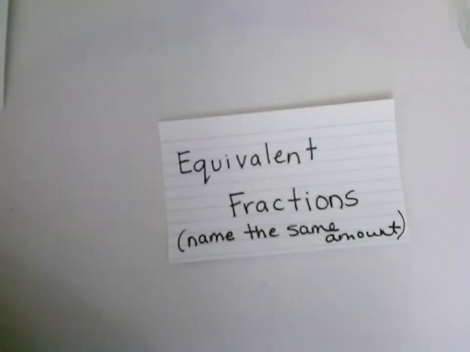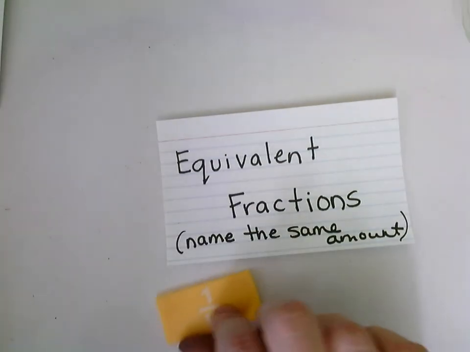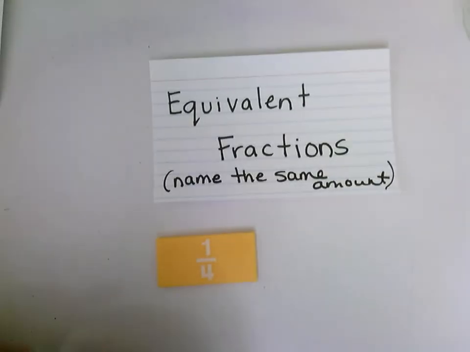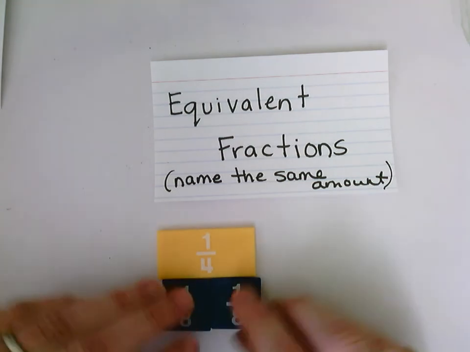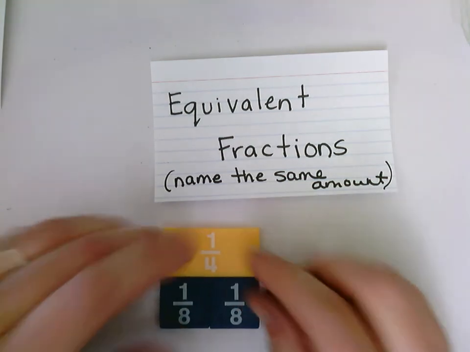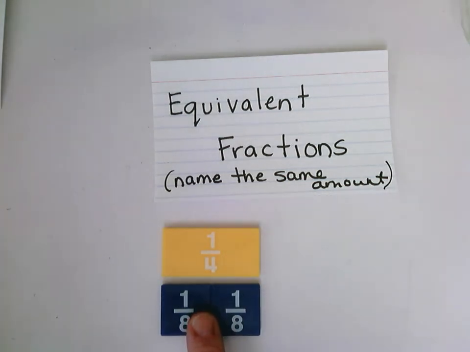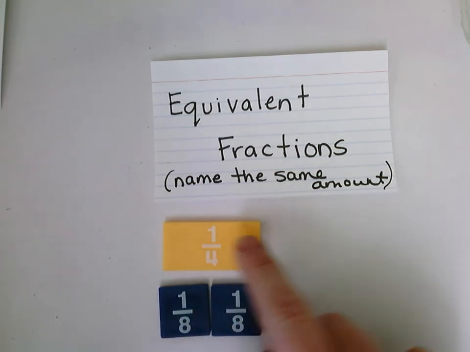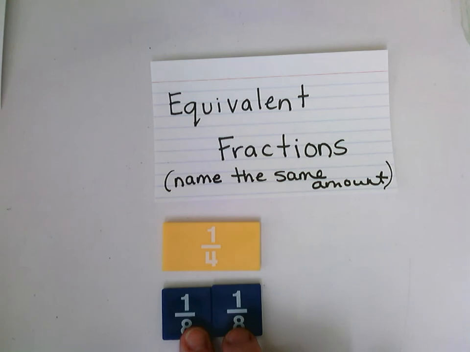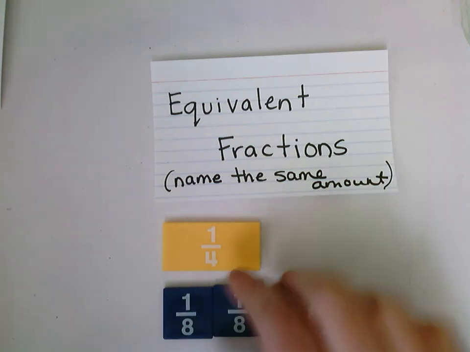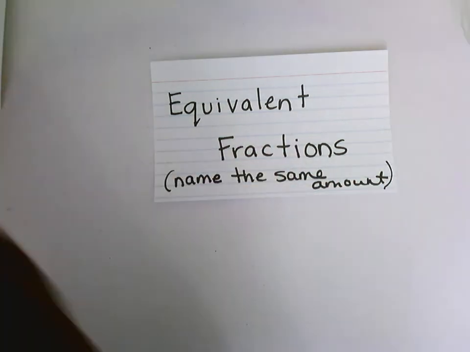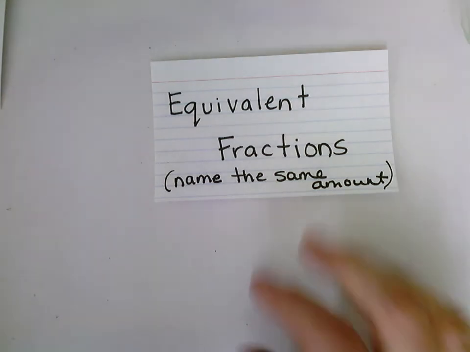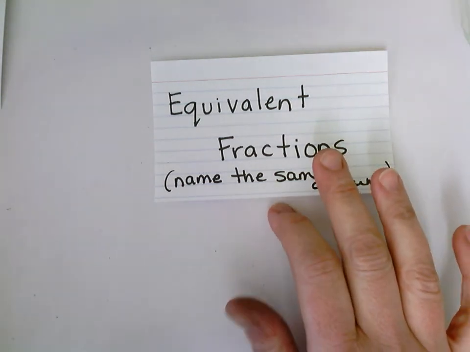So if you can remember, equivalent fractions name the same amount. So 1/4 and 2/8 were equivalent because they're covering the same amount of space. They're the same size. So we could call this amount of space 1/4 or 2/8. They're equivalent. Okay, so today we're going to be using our egg cartons to help us investigate more equivalent fractions.